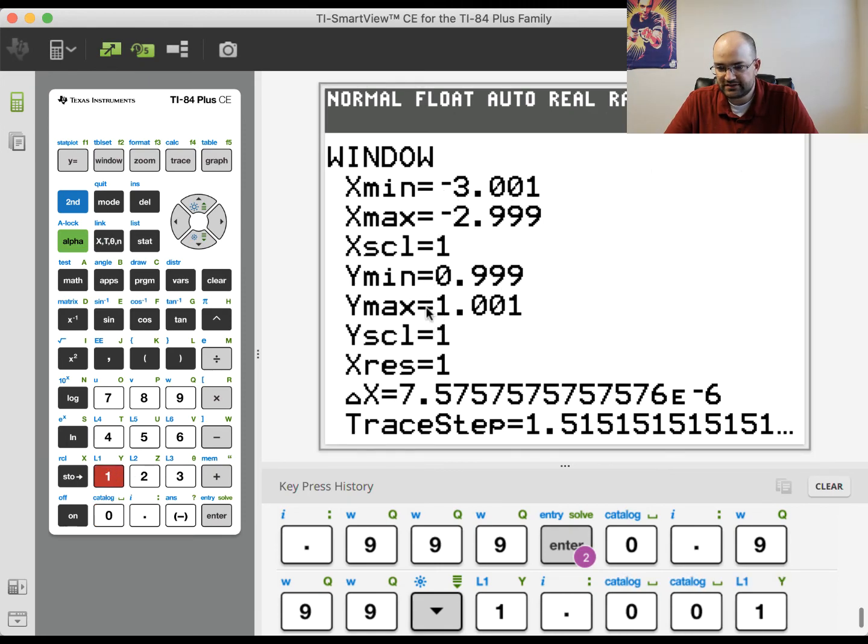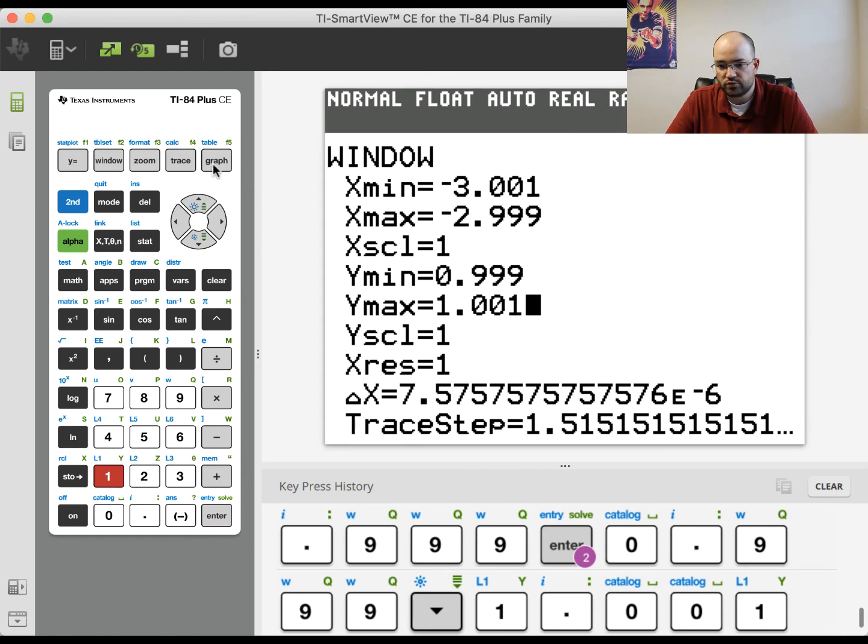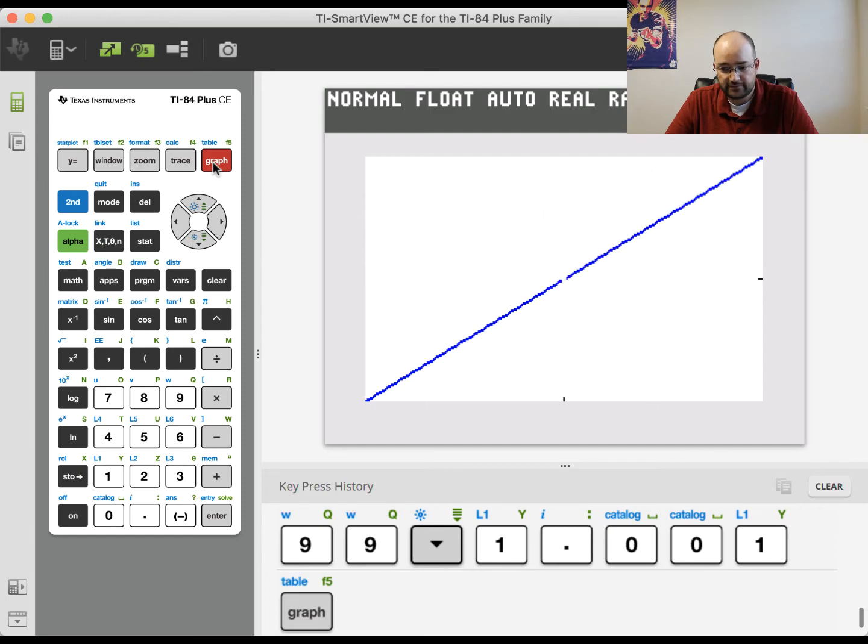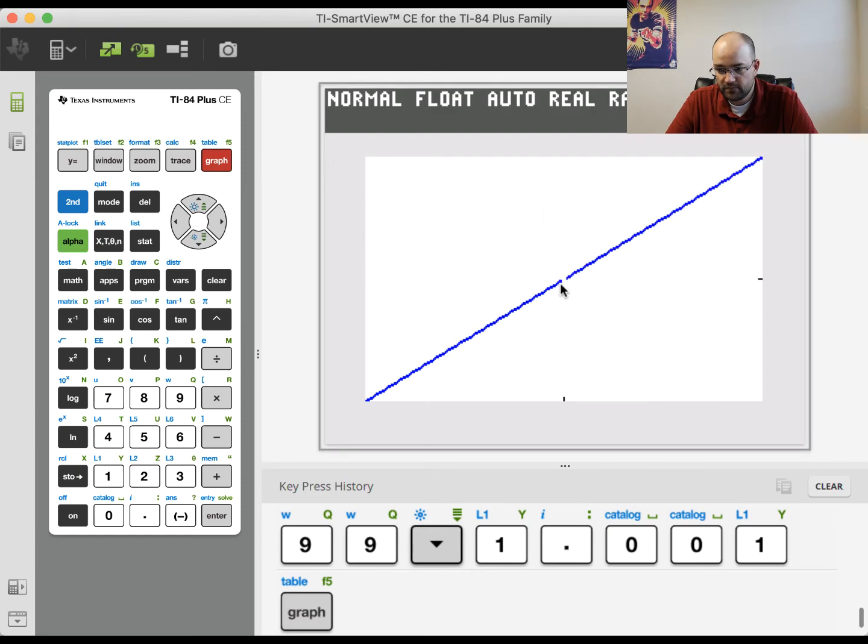So if you notice what I'm doing is I'm making the x min and x max and y min, y max be pretty close to what the coordinate is. It's negative 3, 1. So negative 3.001 to negative 2.999. And the y min 0.999 to 1.001. And then I'm going to graph this. Awesome.